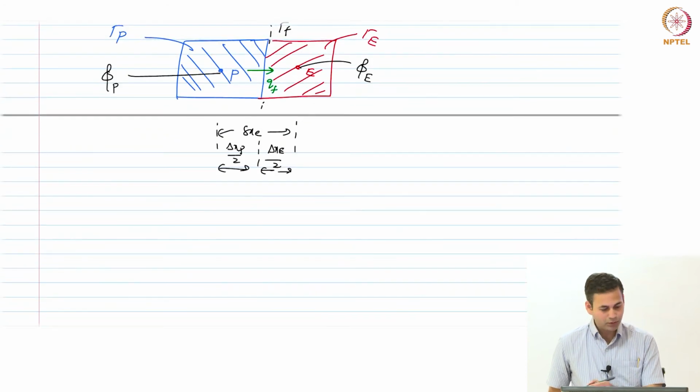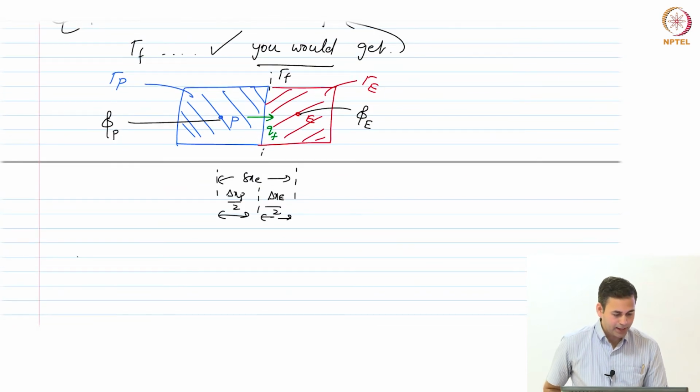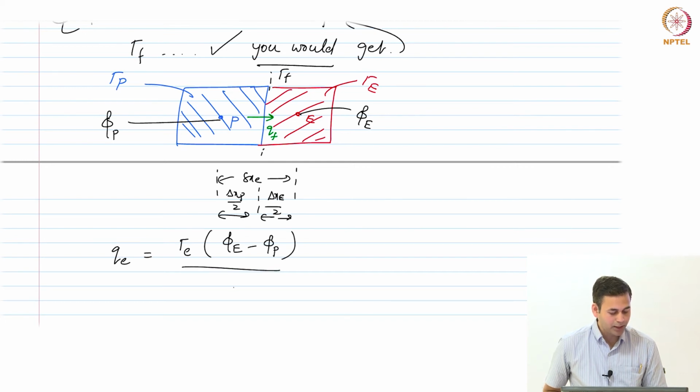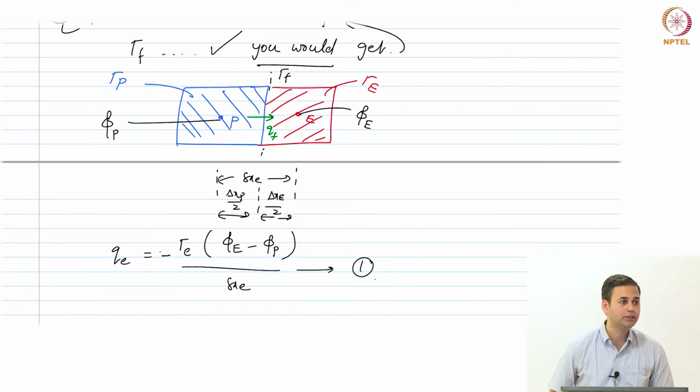So, what we want to do is we want to essentially calculate the heat flux, right, that is Q East would be some gamma East times phi East minus phi P, divided by delta x E, right. Of course, there is a minus also here, this is minus gamma East times phi East minus phi P by delta x E, right. Let us call that equation 1, okay.